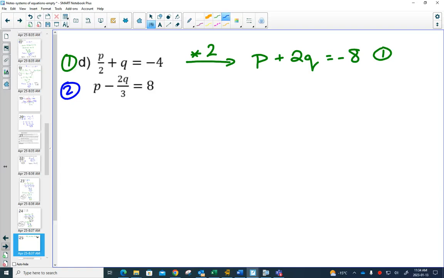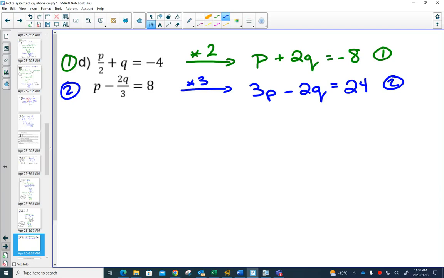Equation number 2, I could times it by 3. That would give me 3p minus 2q, oh my goodness, equals 24. That's my new equation number 2. I didn't think it would work out this nicely. Usually you get rid of the fractions and then you would still have work to do. But now we've gotten rid of the fractions.